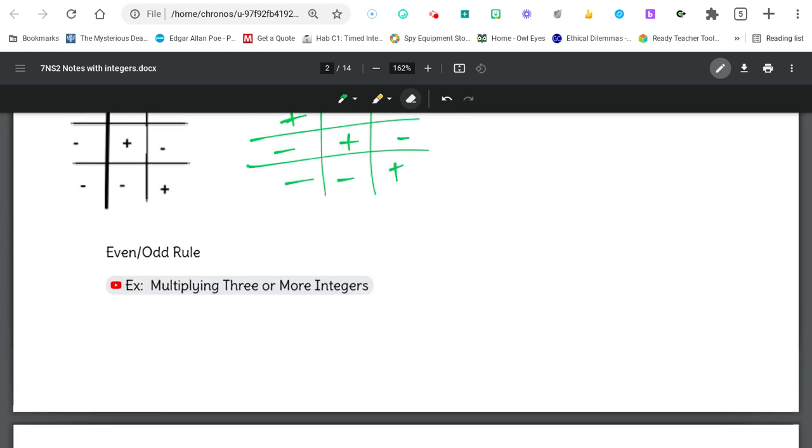All right, I was going to show you a video on multiplying 3 or more integers. What I'm going to do is put a link in that goes over this rule, and you watch the link. Let me see if I can play it now.